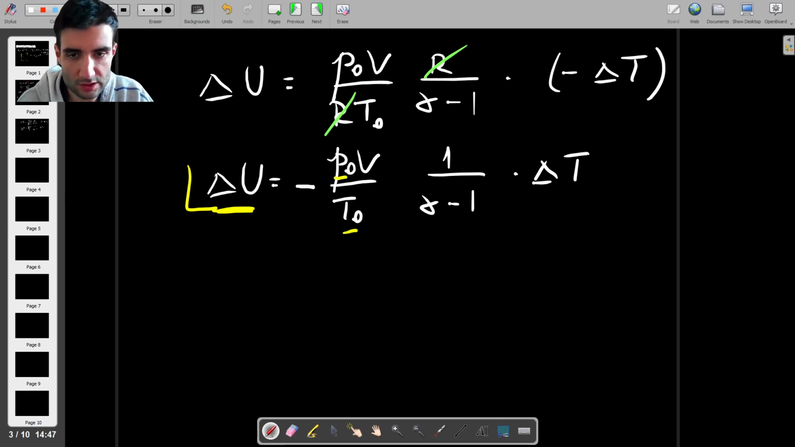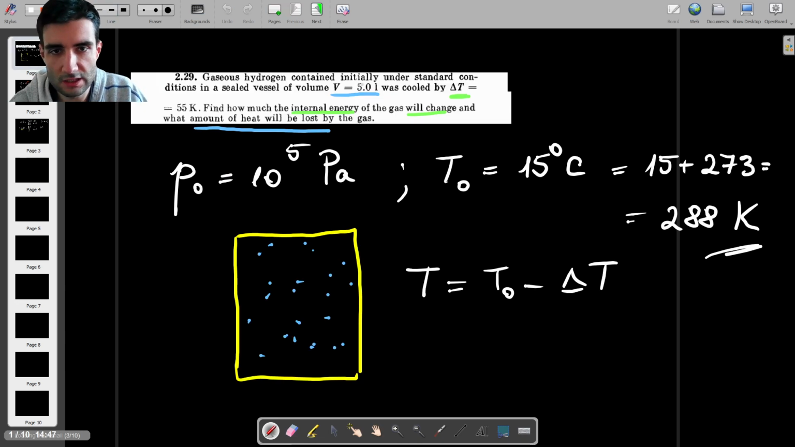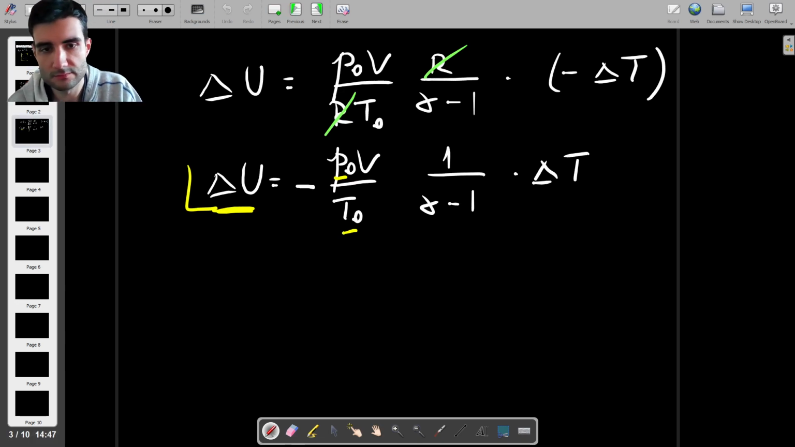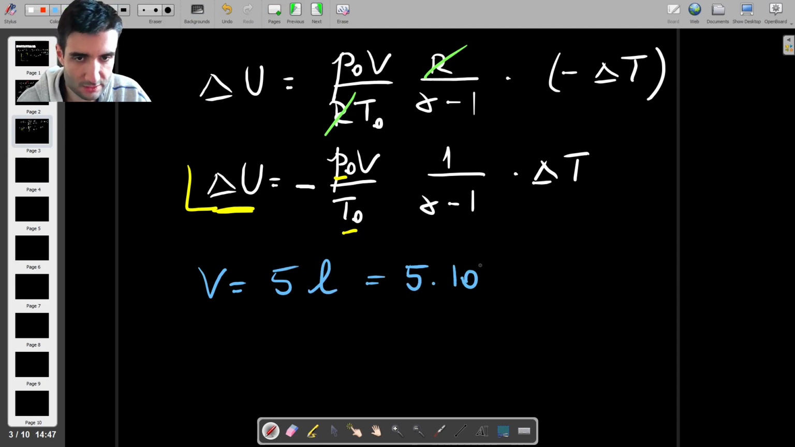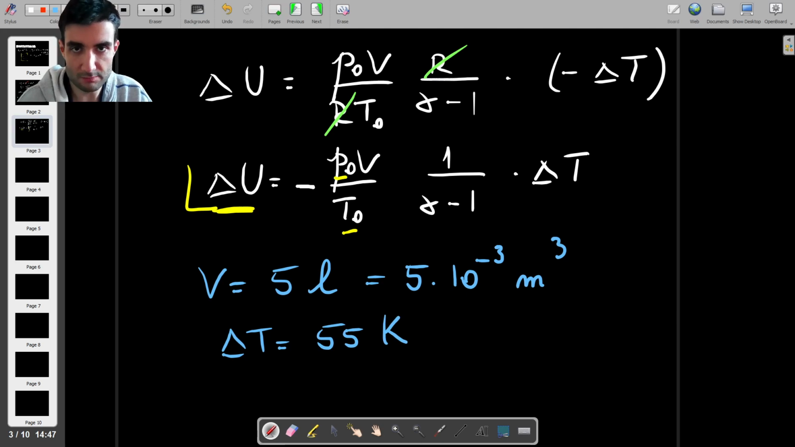We know P naught, we know T naught, we know V. V is given to us as 5 liters, which is, of course, 5 times 10 to the power minus 3 meters cubed, because we should use meters cubed for this formula. Delta T is going to be 55 Kelvin. We're not going to write minus because the minus is already taken care of here.